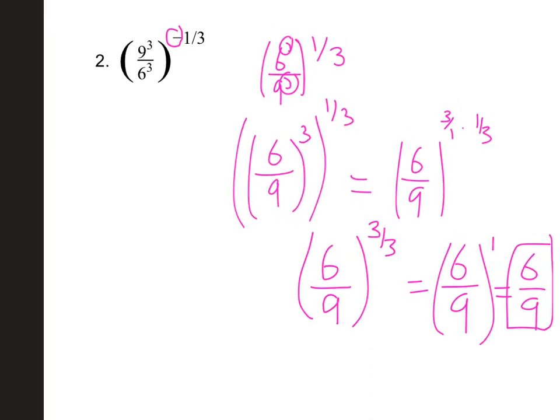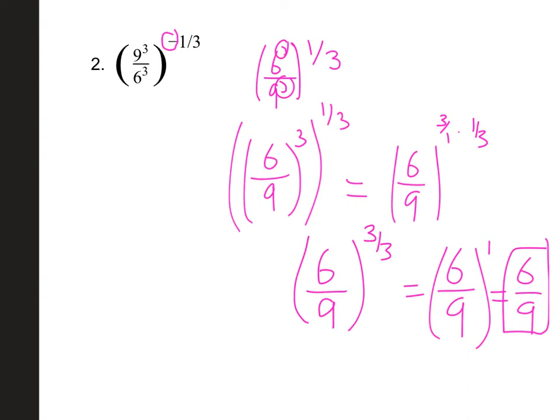Right, now that was some real layers there, right? We had to do quite a bit for that. Let's just recap it really quick. First we want to get rid of that negative exponent. So what do we do? We flip it, right? We flip the inside. So instead of 9 to the third over 6 to the third, we have 6 to the third over 9 to the third.